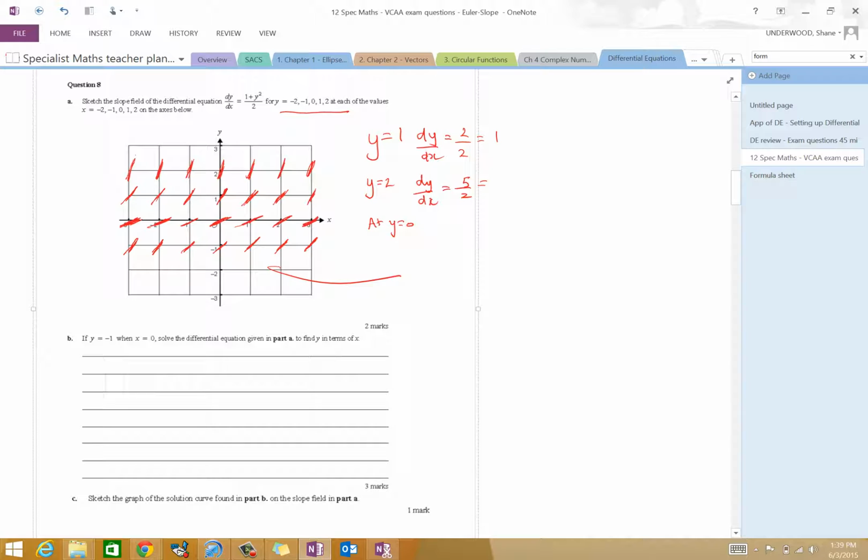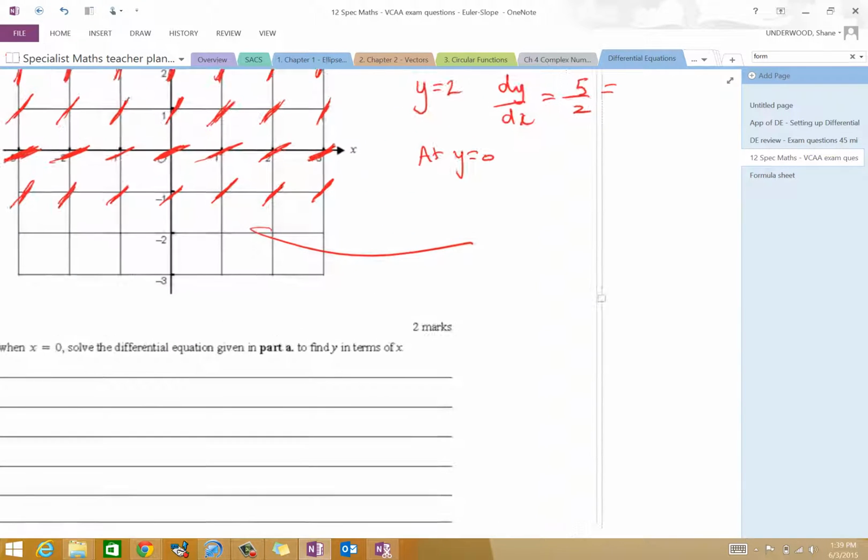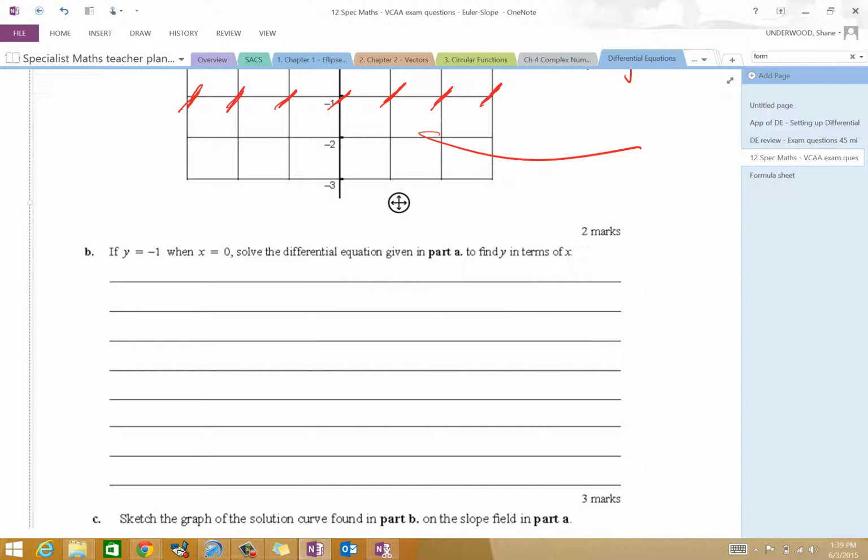Let's have a look at part B then. I'm just going to show you how I did it. It says here, if y is equal to -1 when x equals 0, solve the differential equation. I'm going to flip straight away: dx/dy is equal to 2 on 1 plus y squared. Are you okay with that?